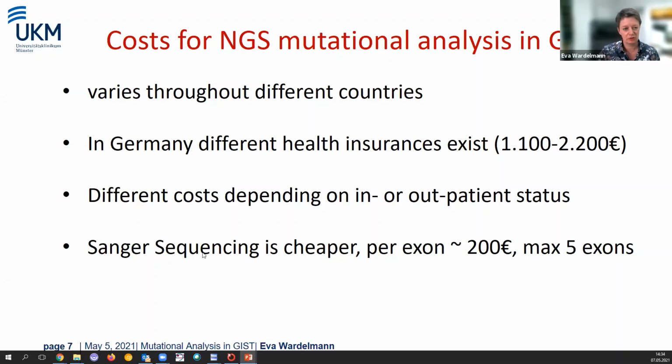Sanger sequencing is cheaper, but remember, only one exon, and one exon costs 200 euros. And if you remember how many genes we now have to look at and how many exons, it can be much more expensive, so that we limit ourselves, just to not be too expensive, to 5 exons that we bill afterwards. It's for free, which of course you can only do in a university because it's not very economic.